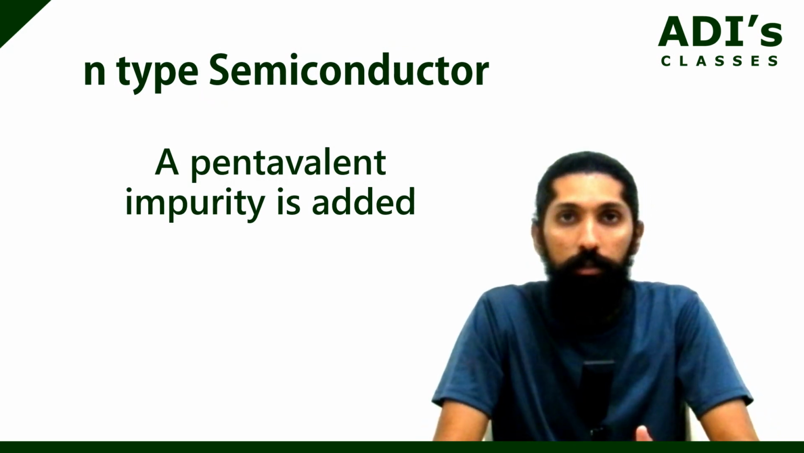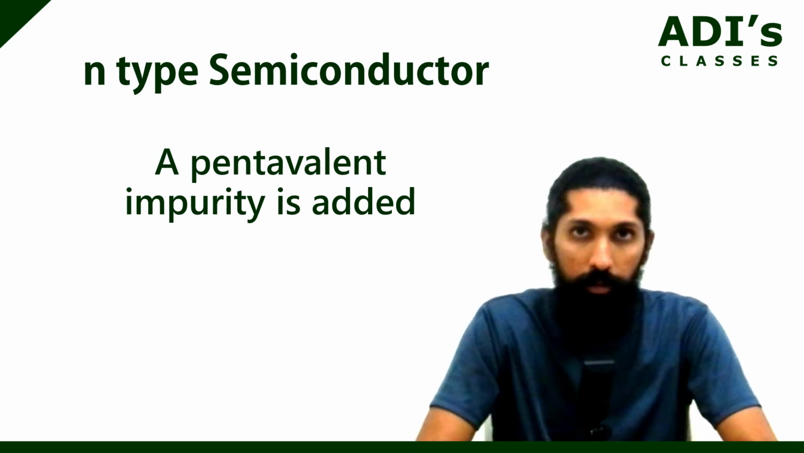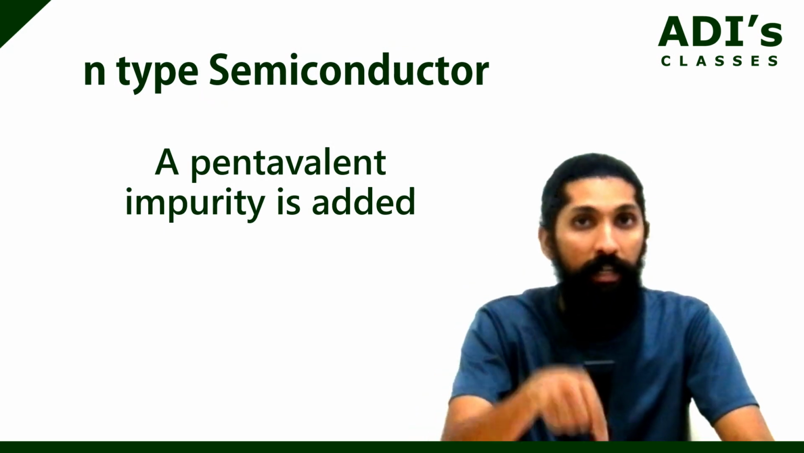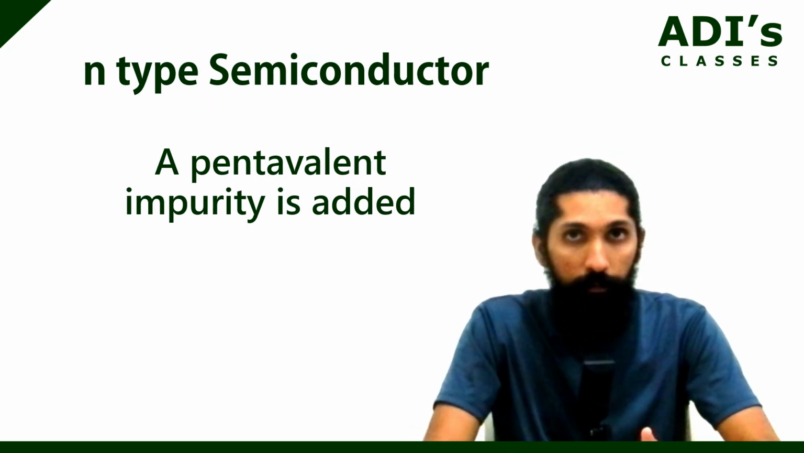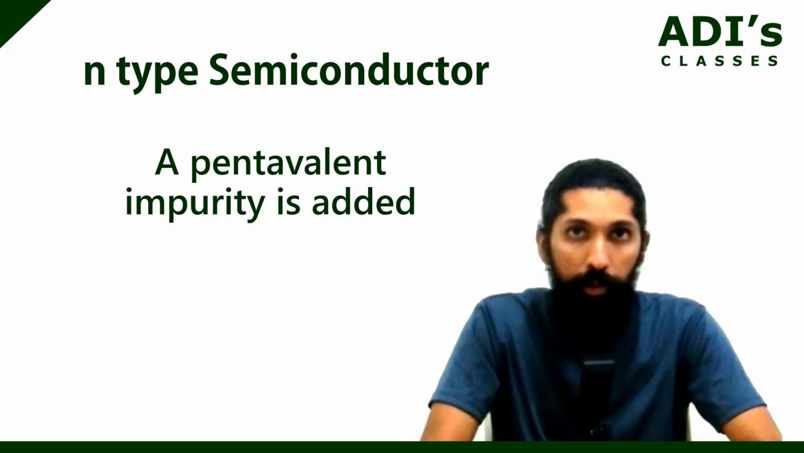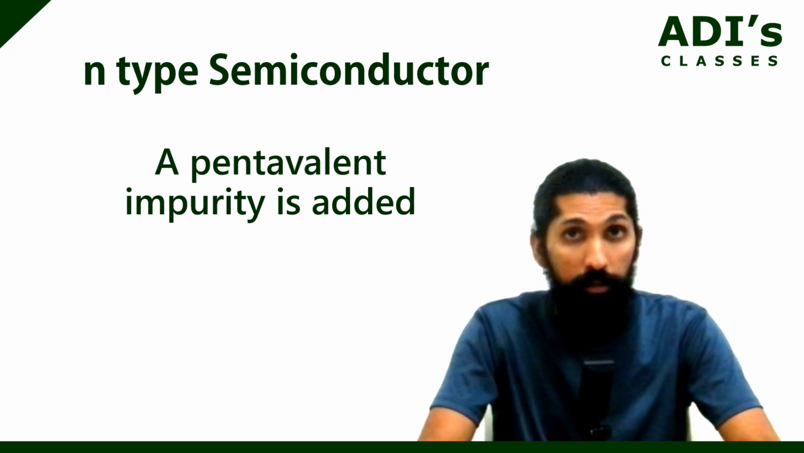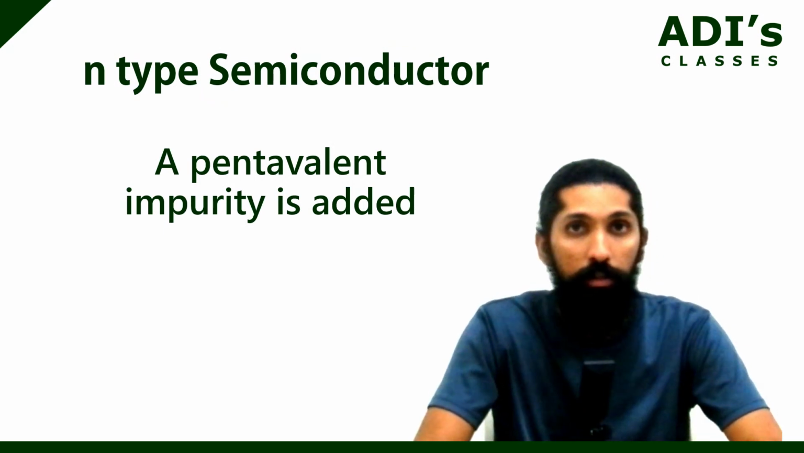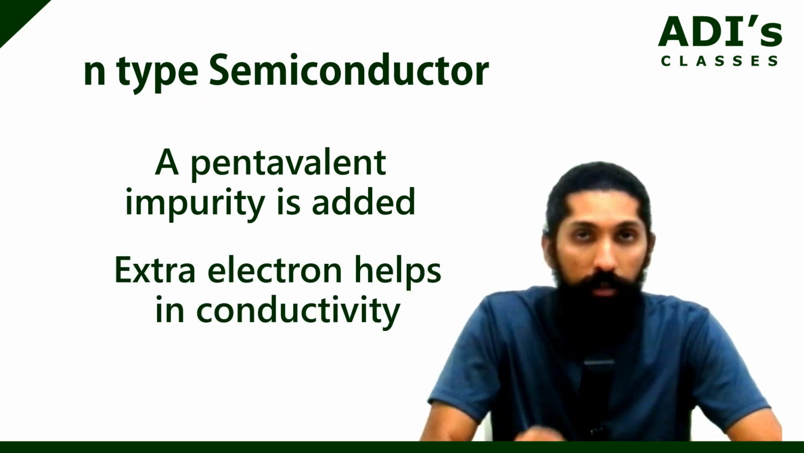We all know that there are two elements we generally use for a semiconductor, correct? Silicon or germanium. Both of them are tetravalent, with 4 valency. Now I add an impurity which is pentavalent, 5 valency. Four electrons of the impurity are going to share with the silicon atom. But there you have one extra electron. That electron is going to help in electrical conductivity.